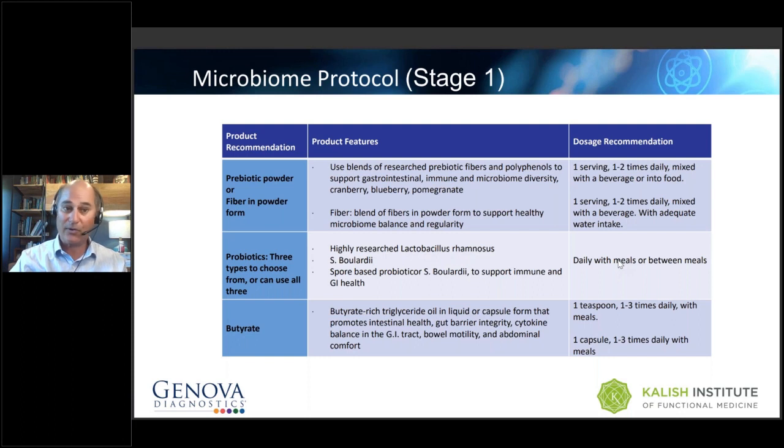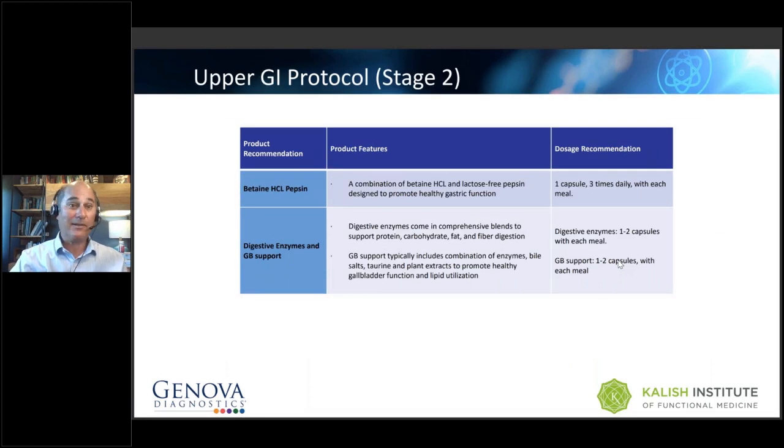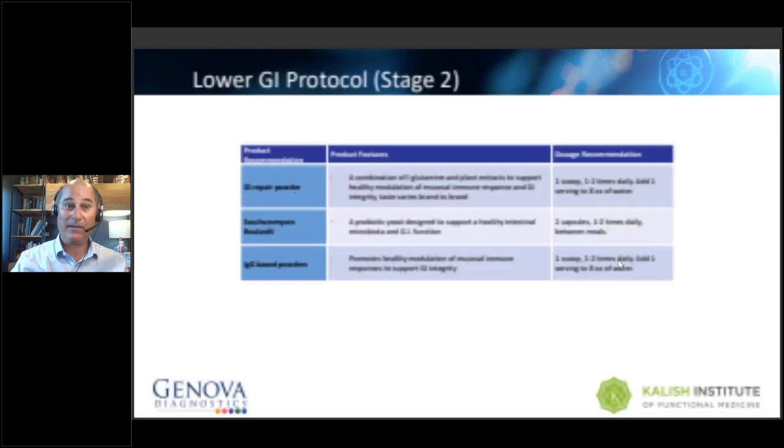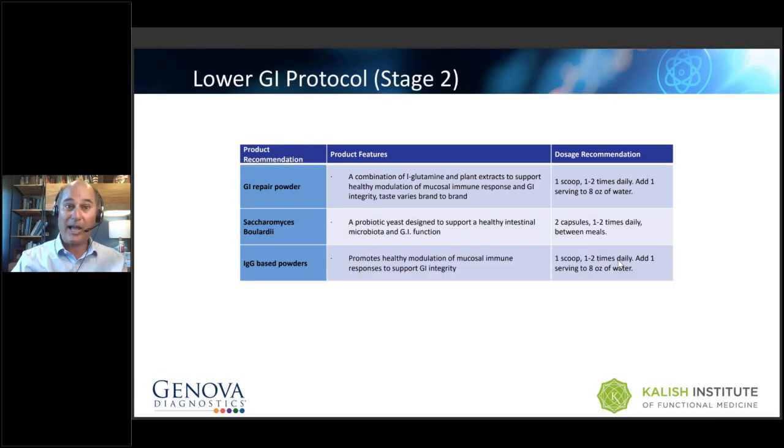Prebiotic powders are great. Fiber is great, obviously. Probiotics and butyrate. These are the 3 different treatments that I'd recommend you use when you see microbiome imbalances. It's all based on what we just talked about. It shouldn't be too confusing. And then if you have an organ issue, if it's stomach, give betaine HCl with pepsin. If it's gallbladder, give digestive enzymes and gallbladder support, so it's just a one-to-one there. If it's a lower GI problem, you can use a GI repair powder that's anti-inflammatory if they have a lot of inflammatory markers. You can use an IgG-based powder if they have a lot of immune problems on the markers.